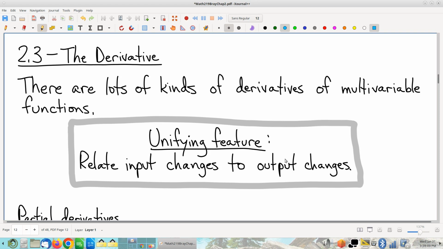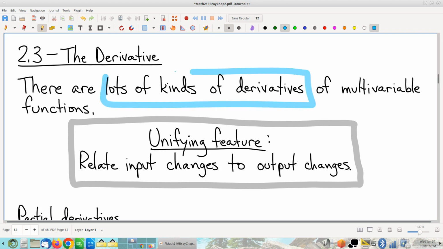Okay, so derivatives. First thing you need to know about multivariable derivatives is that there's more than one of them. It's not like single variable calculus. In single variable calculus, there's the singular derivative. Here we're going to have several, easily 3 of them, and depending on how you count, maybe 4, 5, or 6. So something to be on the lookout for.